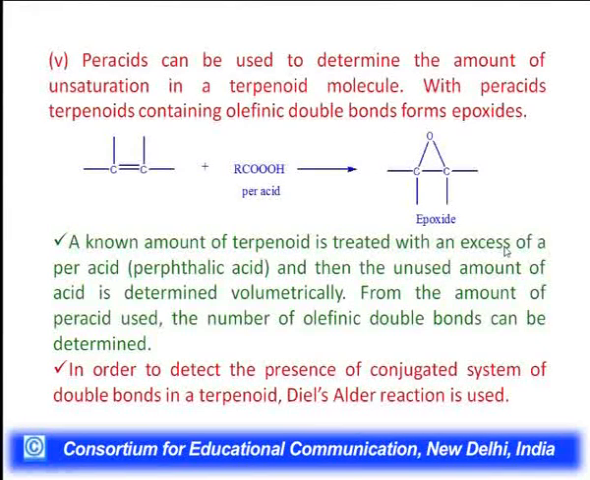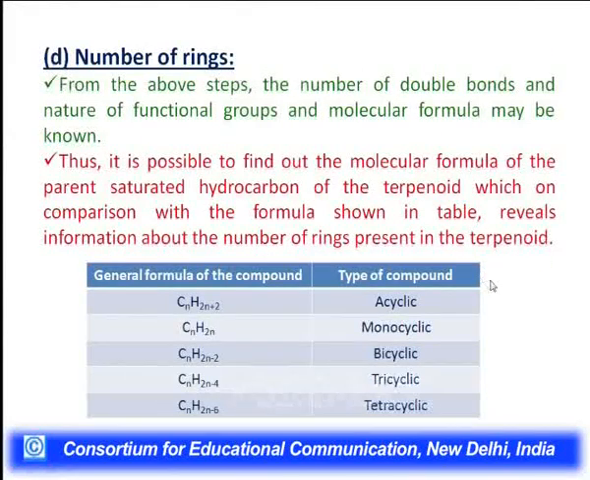A known amount of terpenoid is treated with an excess of per acid, perphthalic acid in some cases, and then the unused amount of the acid is determined volumetrically. From the amount of per acid used, the number of olefinic double bonds can be determined quantitatively. In order to detect the presence of a conjugated system of double bonds in a terpenoid, the Diels-Alder reaction is used, which is a general reaction used for the presence of conjugated systems in natural products. Then comes the number of rings, that is, how many rings are present in a particular hydrocarbon, or whether it is an acyclic hydrocarbon.